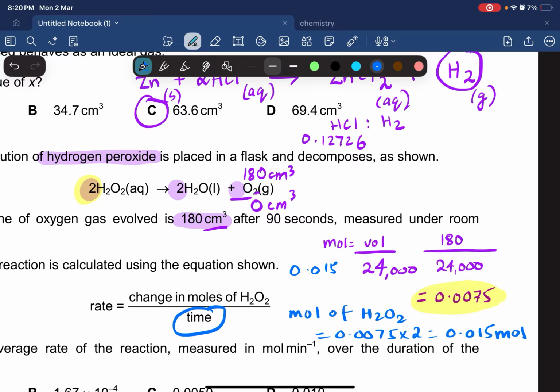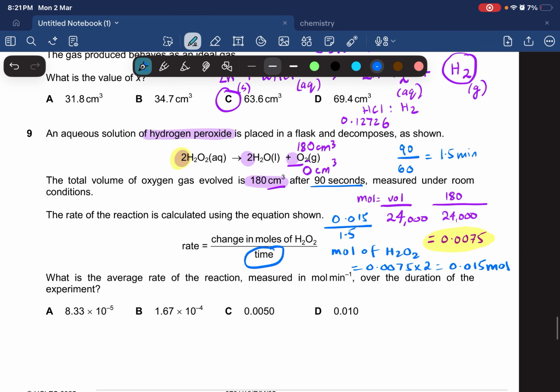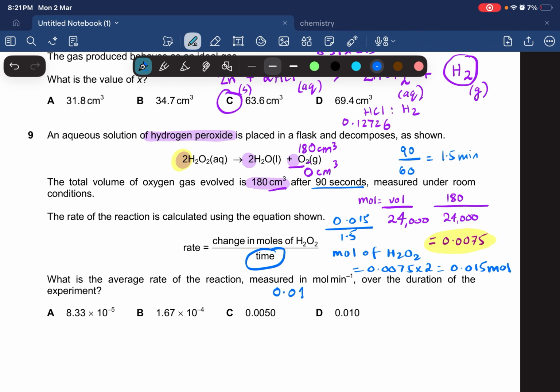Now we just need the time. We know 90 seconds equals how many minutes? 90 divided by 60, we get 1.5 minutes. I don't think that needs any explanation. So 0.015 upon 1.5, and we get 0.01 mole per minute.